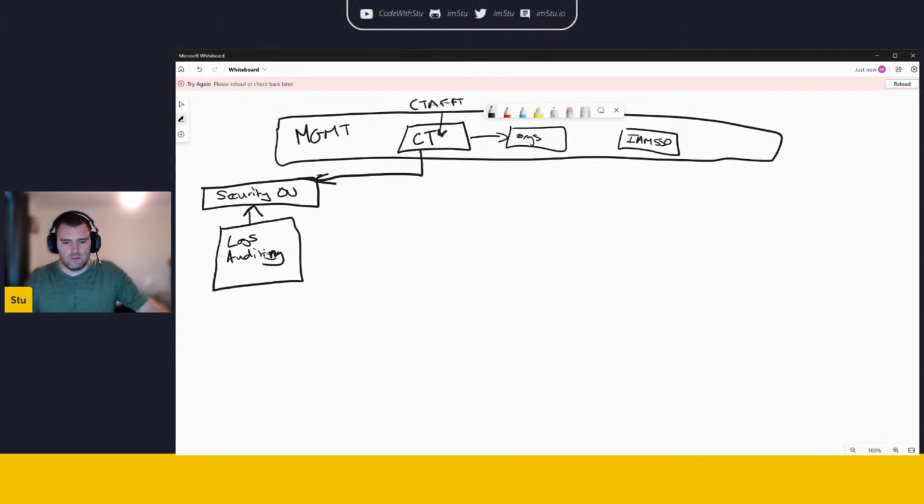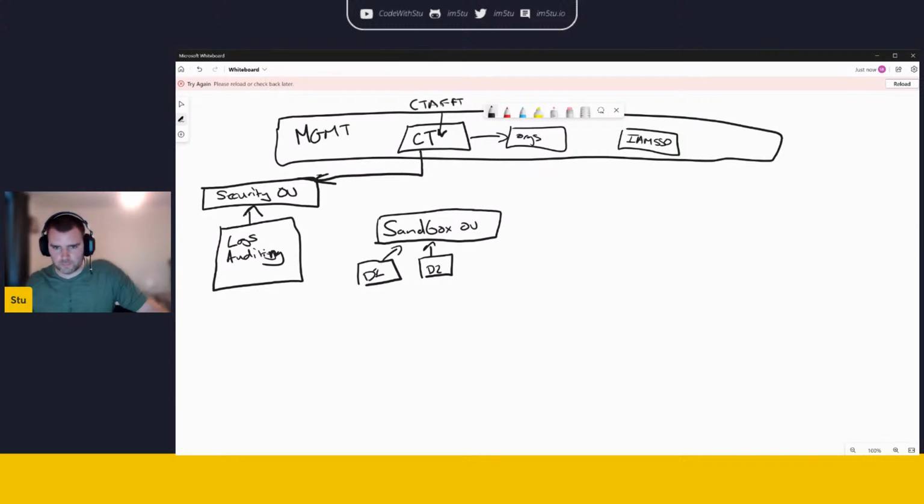Then, depending on the consultancy that you work with, and basically your company structure, you'll then have a couple of other OUs. And I'm going to draw them a little bit down, and I'll explain why. So first of all, you'll have a sandbox OU. And this is basically to keep developer type accounts together so you can try out new AWS technologies. So I might have an account for dev1, an account for dev2, and they will both belong to the sandbox OU, which is controlled by Control Tower.